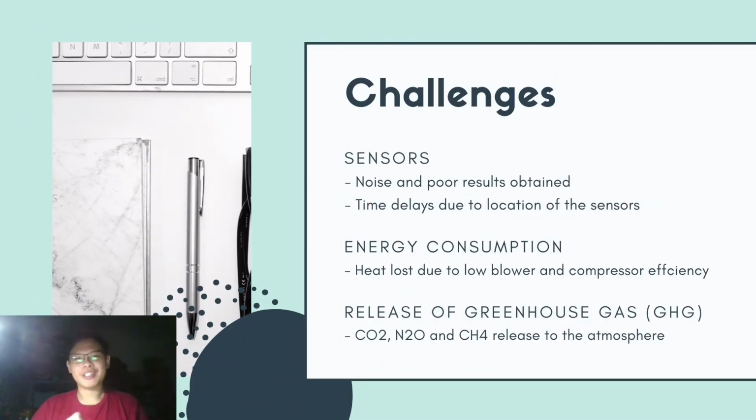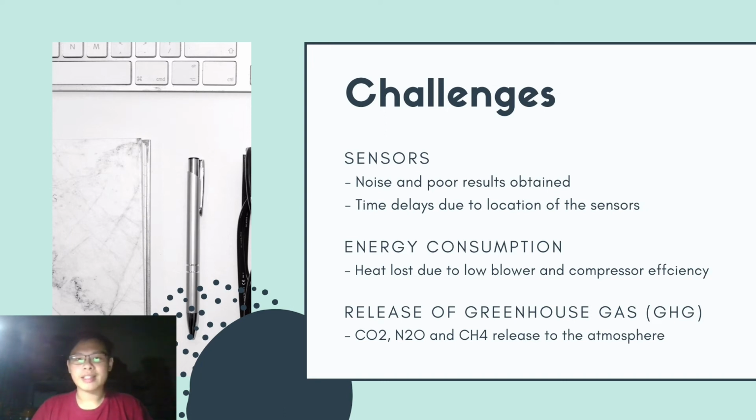Hello, my name is Lo Jia Cheng and I'm going to present about the challenges and recommendations of the control system. The first challenge is the sensor. Sensors that are faulty could cause noise and poor results. Since the cascade controller is used, the faulty sensor will cause huge error because it could cause a huge energy loss or accidents. Moreover, time delays might happen if the sensor is not correctly placed.